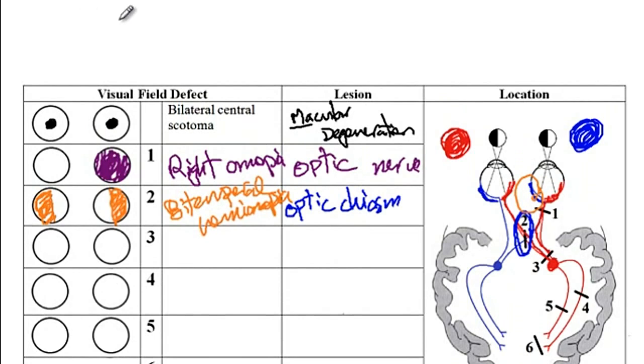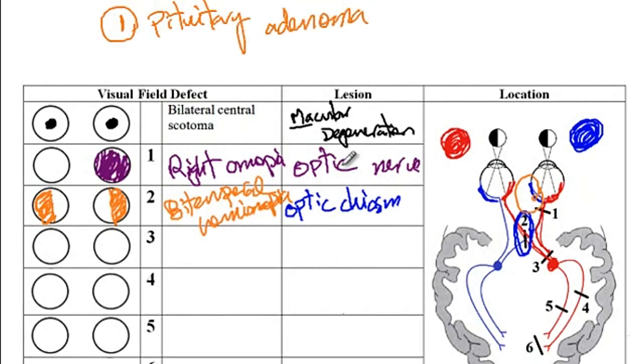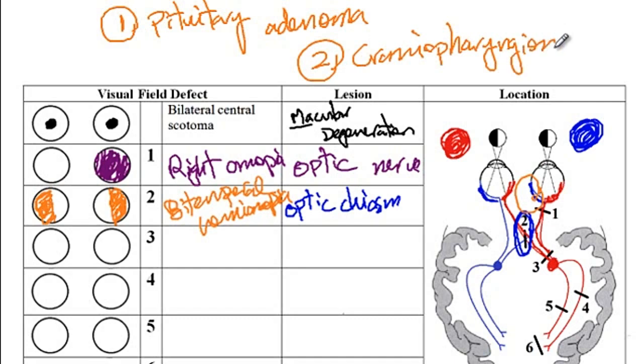So one is pituitary adenoma that causes compression of the optic chiasm and causes bitemporal hemianopia. And what is the second condition? It's craniopharyngioma. In any case, back to the table.